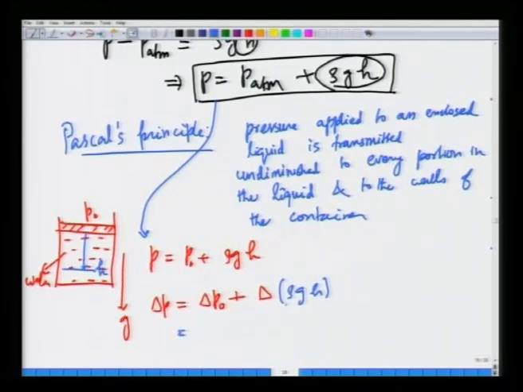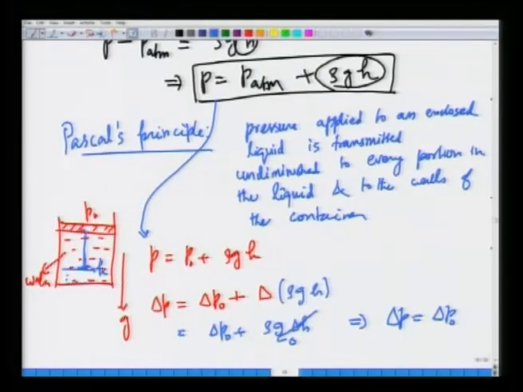So, this change in rho g h will amount to only a change in h, because rho is constant for an incompressible fluid, and g is constant. So, rho g delta h, but you are looking at the same h, so delta h is 0. This implies that the change in pressure that you make at the surface will transmit undiminished to each and every point in a static fluid. This is Pascal's principle.